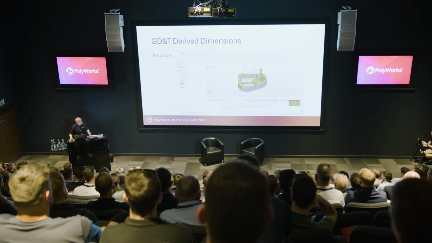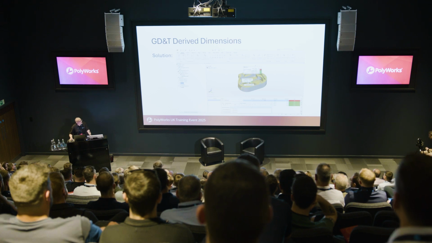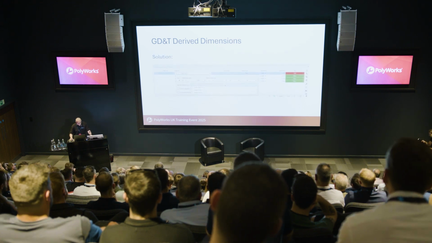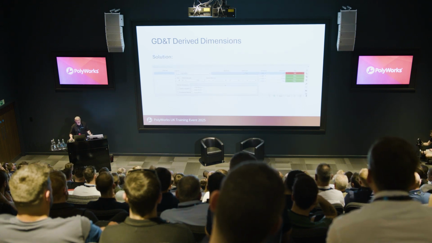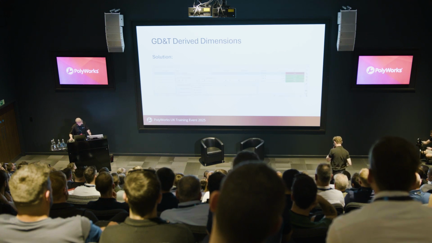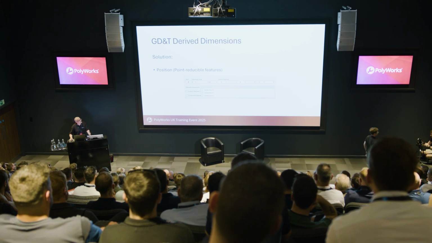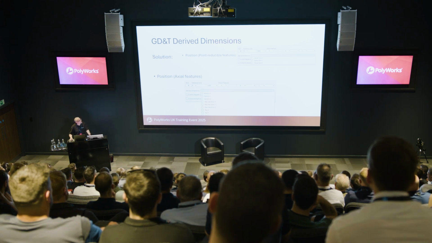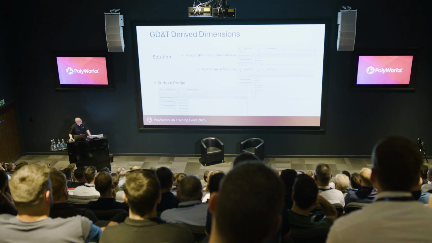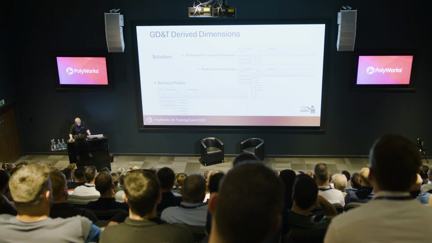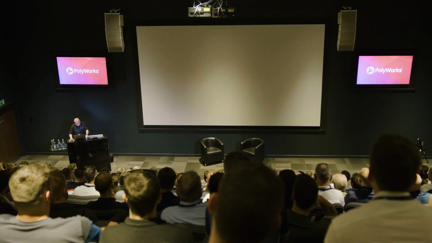So what's the solution? We've now added in derived dimensions that belong to that positional tolerance. So we can give the X, Y and the Z position of a point reducible feature. And we can do this on the point reducible features, so circles, slots, etc. We can do the same for actual features, so we can do this for cylinders. And we can do the same for surface profiles. So I've got a quick demo.